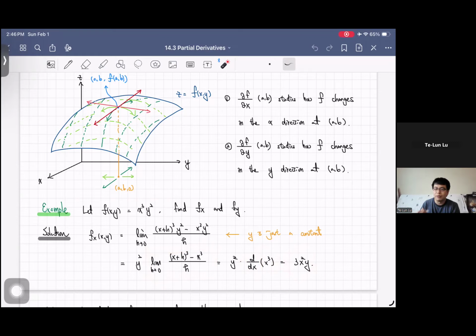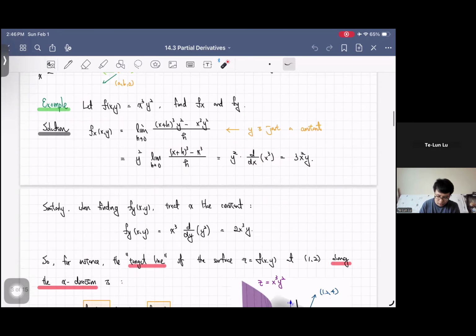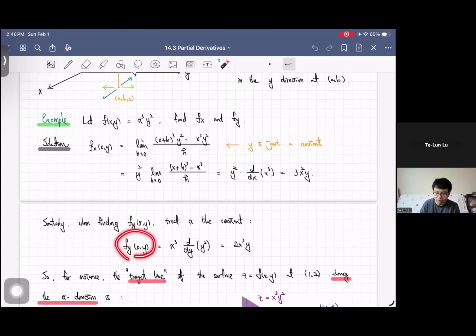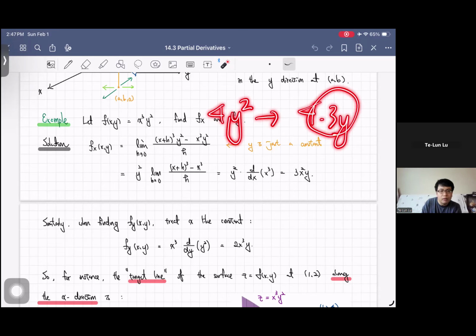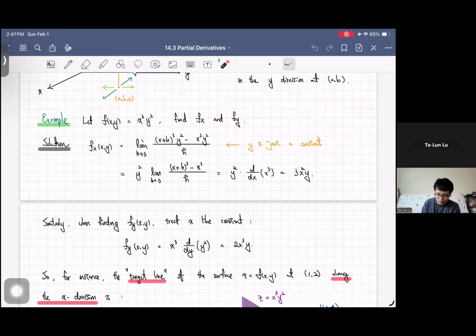So the spirit of computing the partial differentiation is simply regarding any variable except the variable that you're differentiating as constant, in this case, y. So for instance, if you want to compute the partial derivative of f with respect to y, then you treat this x cubed as a constant. So we're simply differentiating something like 4y squared. Sorry, 2y squared, so that is exactly what you get. You get x cubed times 2y.